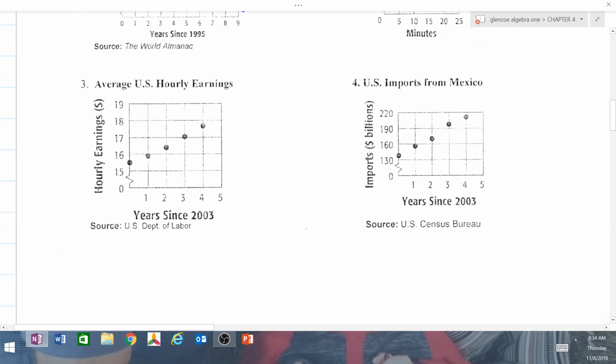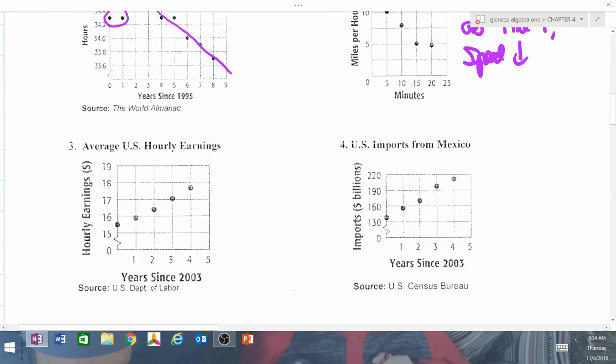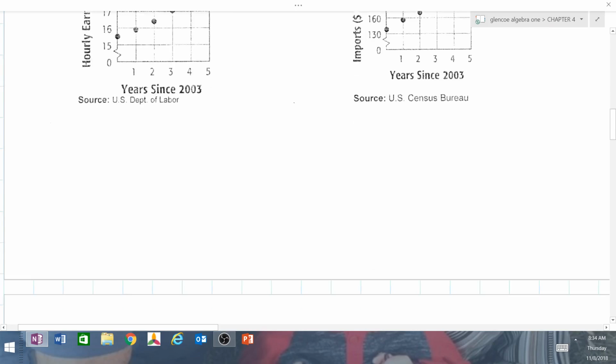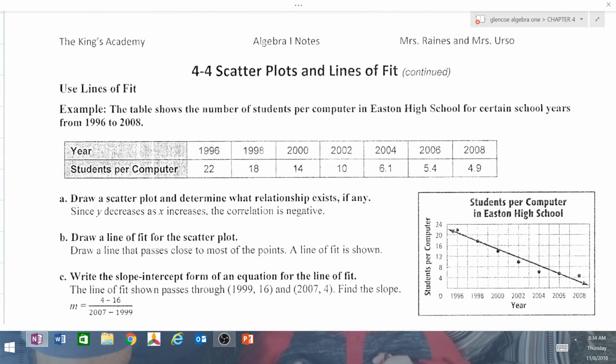And then let's just look at 3 and 4 real quickly. Number 3 shows what type of correlation, guys? And number 4 shows what type of correlation? Good. All right, moving on.